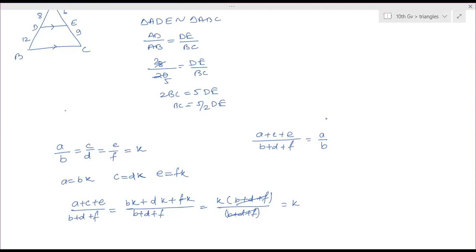And then you took K common from the numerator. And you cancelled out that B plus D plus F and B plus D plus F. You got K. So what is the sum of all the sides ratio? K. What was the earlier ratio? A by B. That is K itself. Both are equal. Yes. So can I equate all of them? Yes. So what is A plus C plus E?